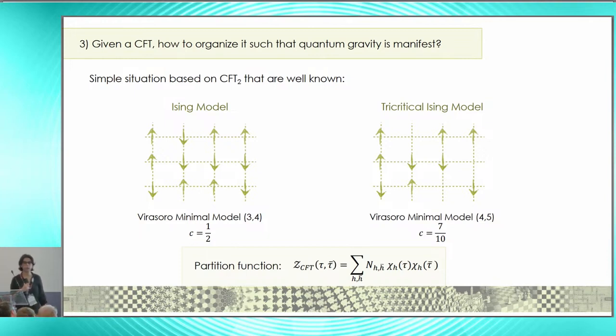And how I'm writing it here for each of these theories, I'm favoring how you organize the spectrum in terms of Virasoro representations. So there I basically have a sum over the allowed primaries, and there's a character associated to each primary, okay? Known system, solved, done. Is this gravitational? How do I see gravity from these examples?